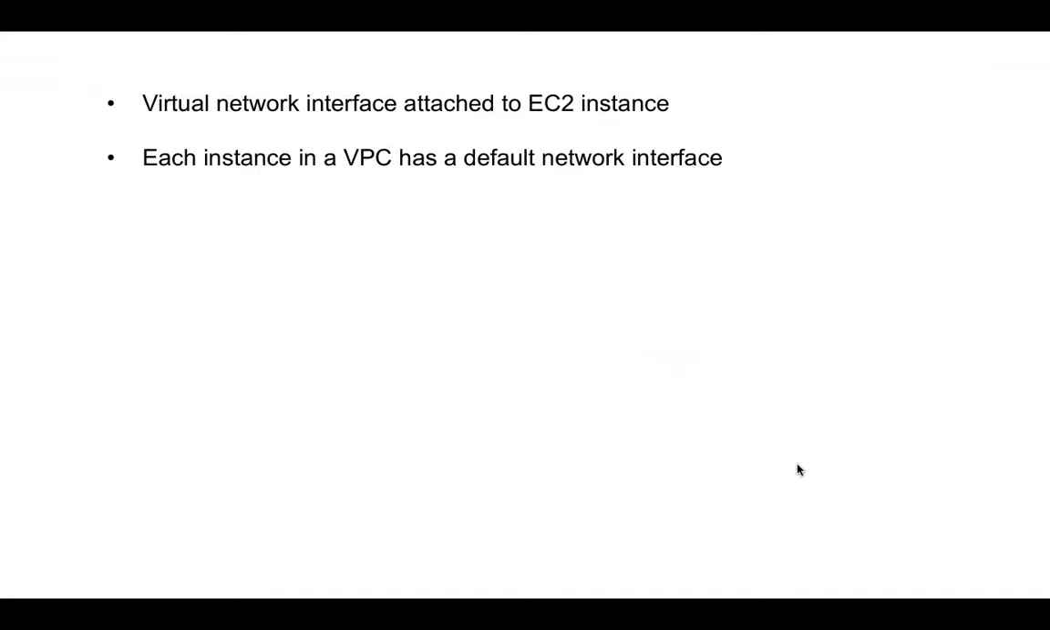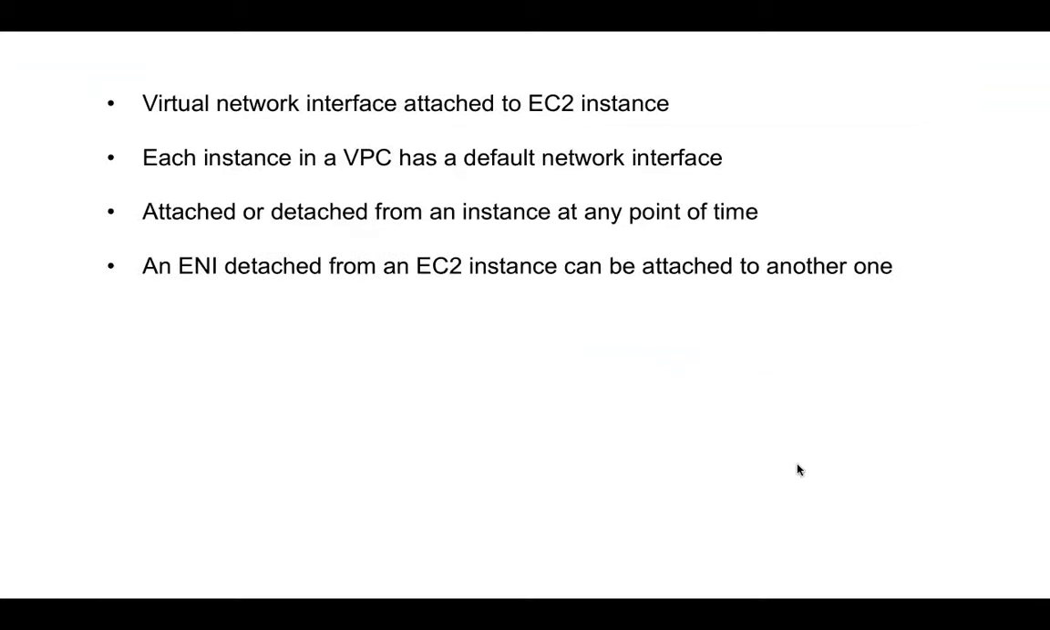Each instance in a VPC, or virtual private cloud, has a default network interface that you denote or represent by ETH0. Now, this default network interface, let me correct myself: you have the ability to attach or detach this network interface from the instance at any point of time. It's the same capability that we get with the elastic IPs. You can attach or detach your network interfaces from the instances at any point of time to accomplish the failover procedures.